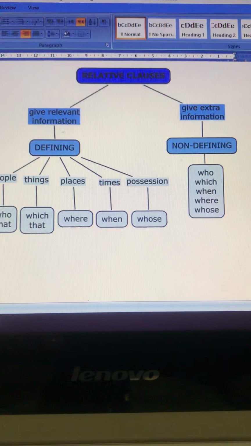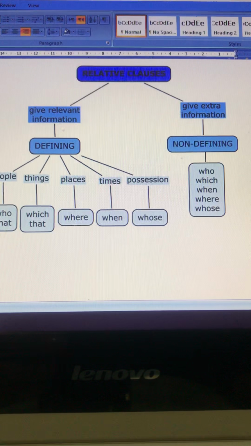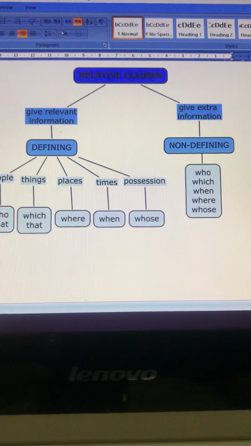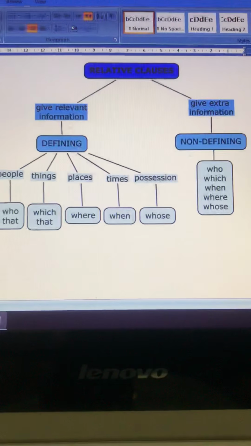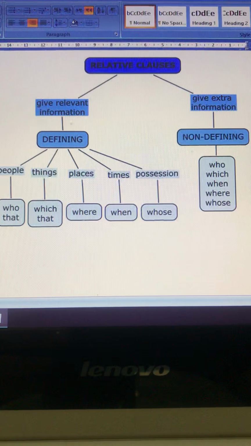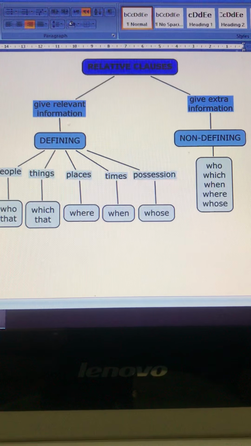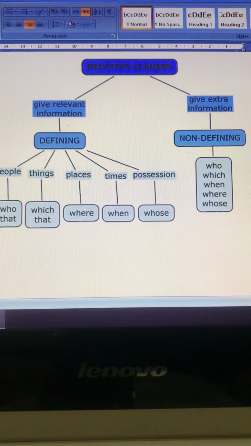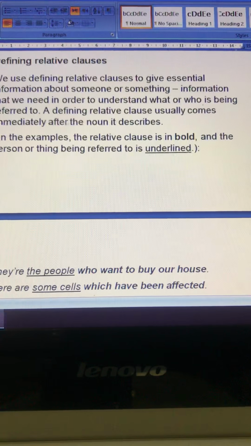The idea is that the defining relative clauses give relevant information. By relevant, I mean that they are important, they are essential. Without them, the meaning of the sentence is not complete. But with the non-defining relative clause, they just give extra information. Let's look at this.